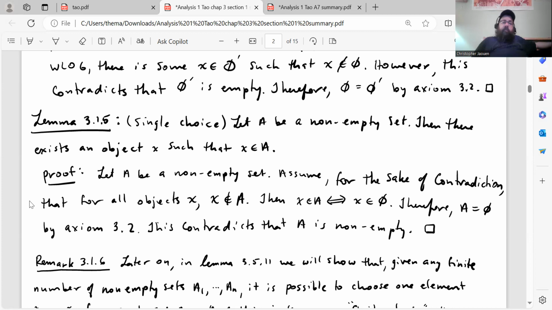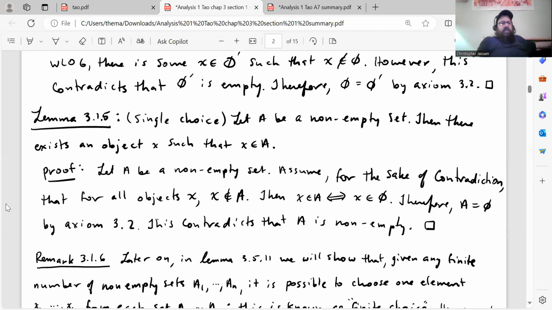So here's my proof. Let A be a non-empty set. Assume for the sake of contradiction that for all objects x, x is an element of A if and only if x is an element of the empty set. Therefore, A equals the empty set by axiom 3.2. This contradicts that A is non-empty. All right, so that's called single choice.